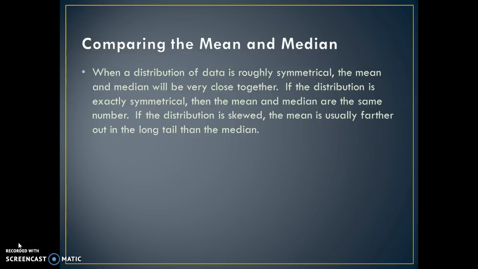So, comparing mean and median. When a distribution of data is roughly symmetrical, the mean and median will be very close together. If the distribution is exactly symmetrical, then the mean and median are the same number. If the distribution is skewed, now this is important, the mean is usually further out on the long tail than the median. Alright? So make sure you know that if I gave you a skewed graph and drew 2 lines on there, you'd be able to tell me which one's the mean and which one's the median. Okay? The mean is further down the skewed part.